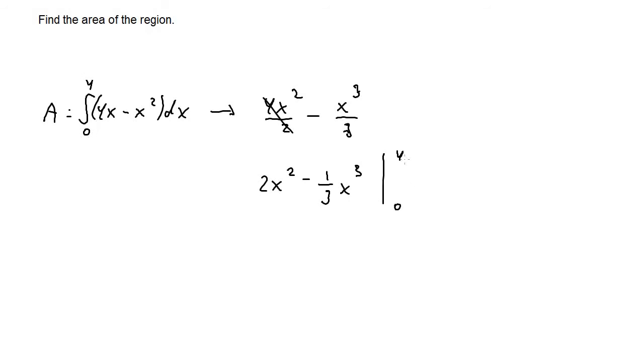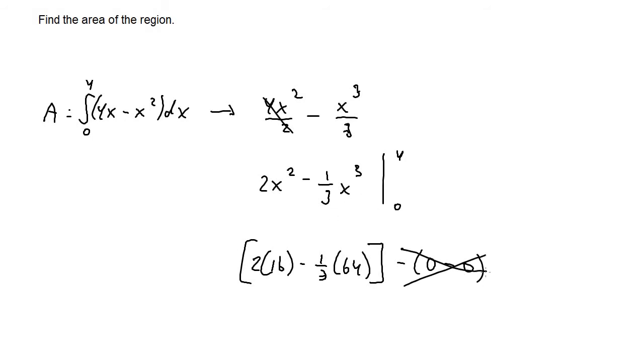So when I plug in 4 first for x, we have 2 times 4 squared, which is 16, minus 1/3 times 4 cubed, which is 64. And then minus, when I plug in 0 for x, we have 2 times 0 squared, which is 0, minus 1/3 times 0 cubed, that's still going to be 0, so that will cancel out. Now 2 times 16 is 32, minus 1/3 times 64, 64 over 3.